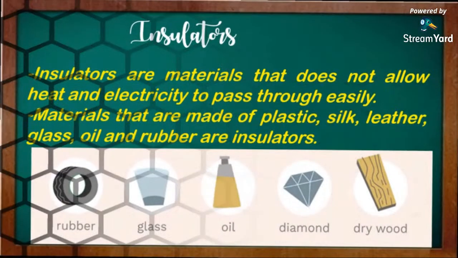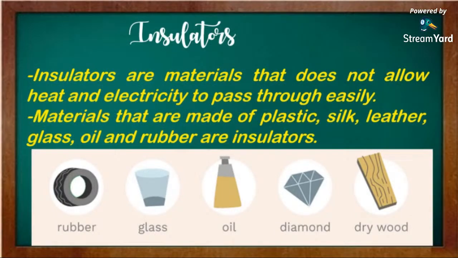Insulators are materials that do not allow heat and electricity to pass through easily. Materials that are made of plastic, silk, leather, glass, oil, and rubber are insulators. So examples are rubber, glass, oil, diamond, dry wood.